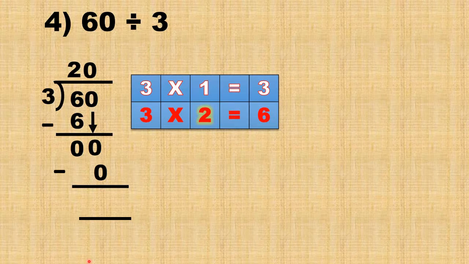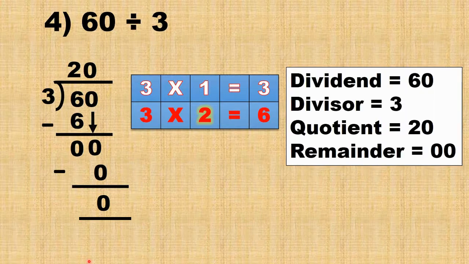The quotient is 20. If the 0 is not written in the ones place of the quotient, instead of 20 it will be read as 2, which would be wrong. Now here 60 is the dividend, 3 is the divisor, 20 is the quotient and 0 is the remainder. And students, remember this point. If the 0 is not written in the ones place of the quotient, instead of 20, it will be read as 2, which would be wrong.